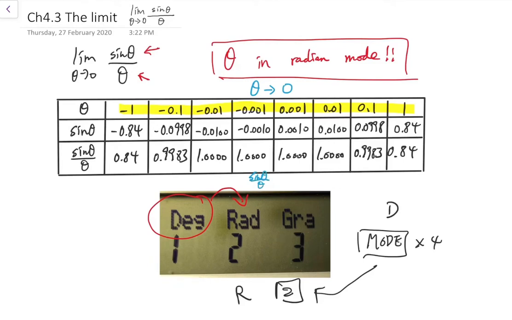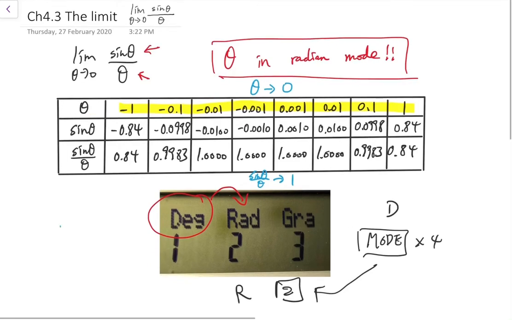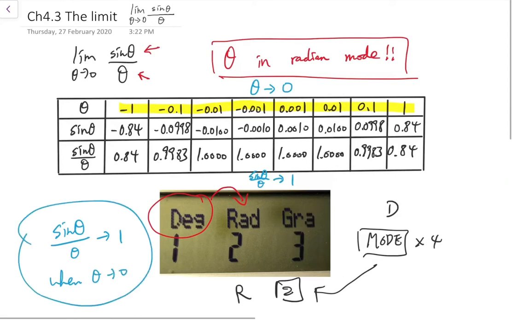So here you'll find when theta tends to 0, actually sine theta over theta will tend to 1. So first, bear in mind, sine theta over theta will tend to 1 when theta tends to 0. Okay, then now I'm using the second approach to show you.